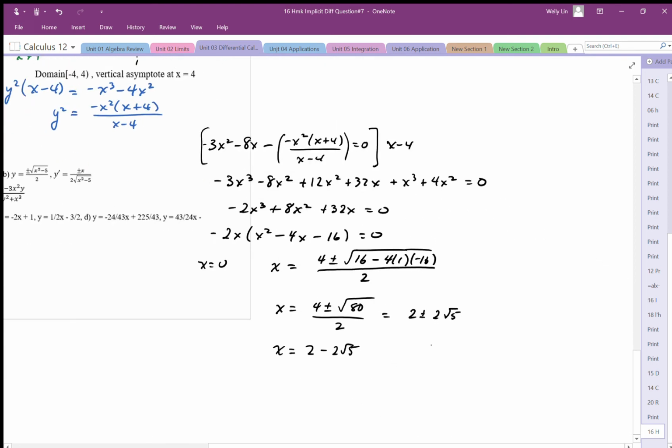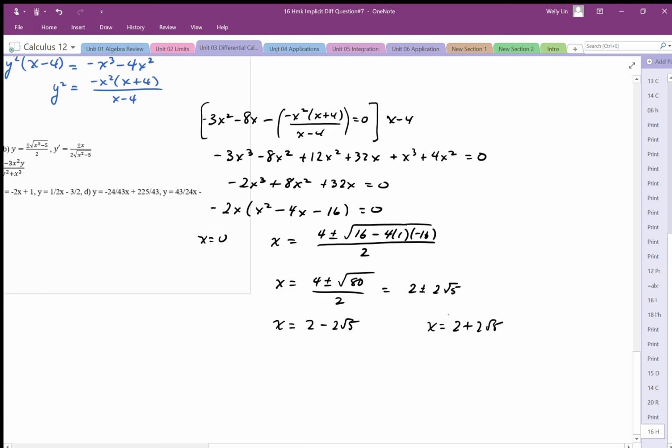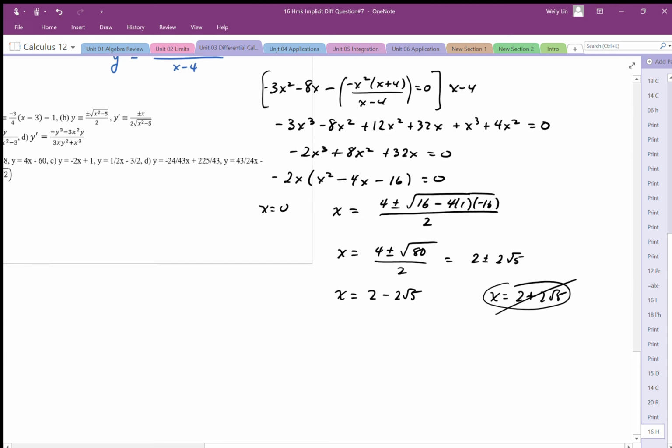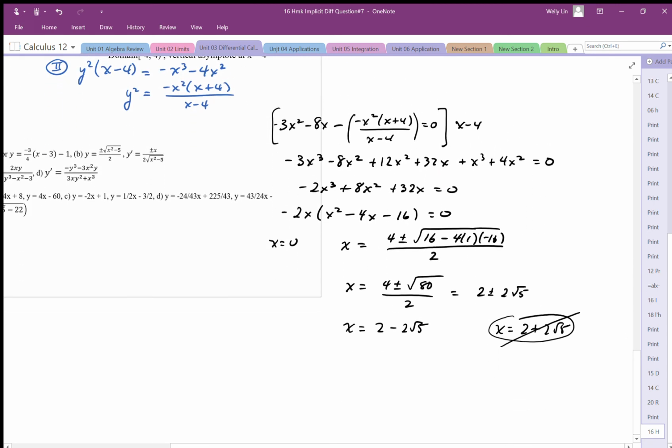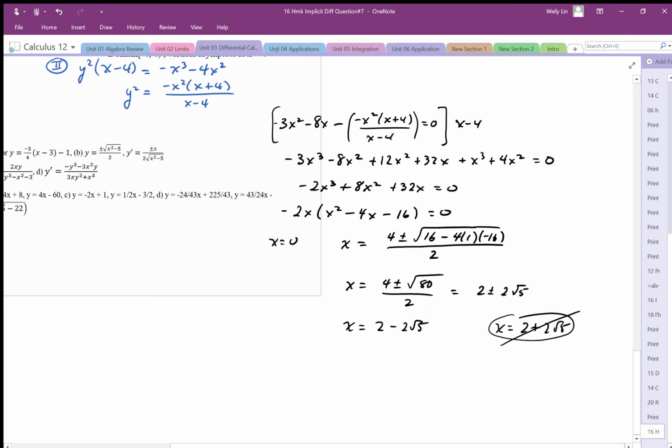If I let x equals 2 plus 2 root 5, well, that's greater than 4, outside of our domain, so we know that this is an extraneous solution. Okay. So then at this point I have my x position of my horizontal tangent. I just need to find the y position. And to find the y position, I'm just going to plug it back into this equation.